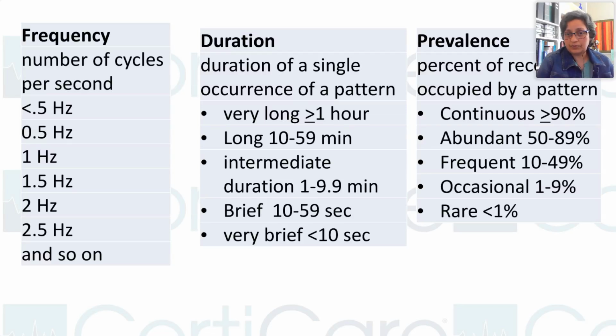Now the prevalence. What percentage of the record is occupied by the pattern you are describing? Is it happening continuously? Like the 4 slides I showed you at the beginning about continuity, it goes hand in hand with prevalence. So a pattern is continuous if it's happening more than 90% of the record. If it is abundant, it is 50 to 89% of the record. Then you have frequent, occasional, and rare prevalence of a given pattern.